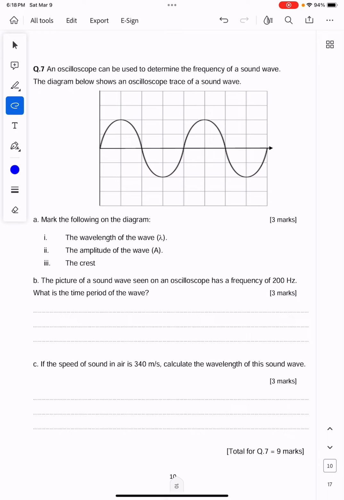So here they're asking us, oh, by the way, this is a screen of an oscilloscope, which is an electric device used to give us a visual image of the wave, okay? So that we can do some physics on it. And now the question here is: mark the following on the diagram. And the first one is about lambda, right?